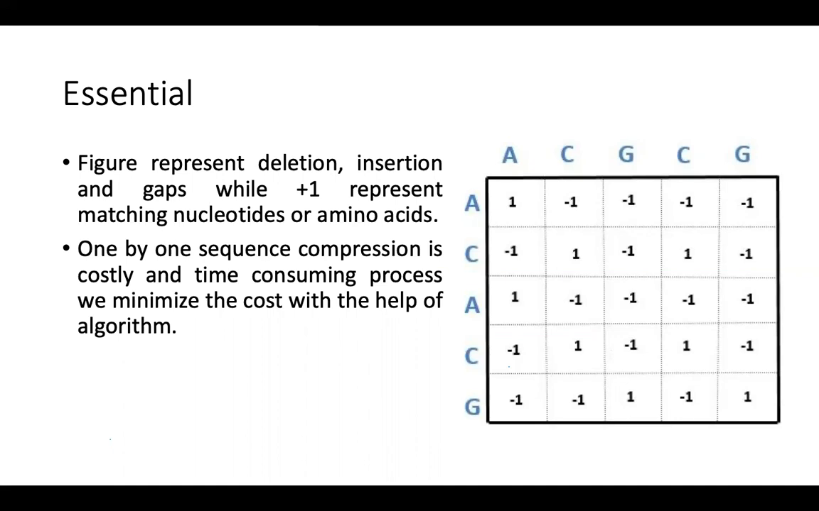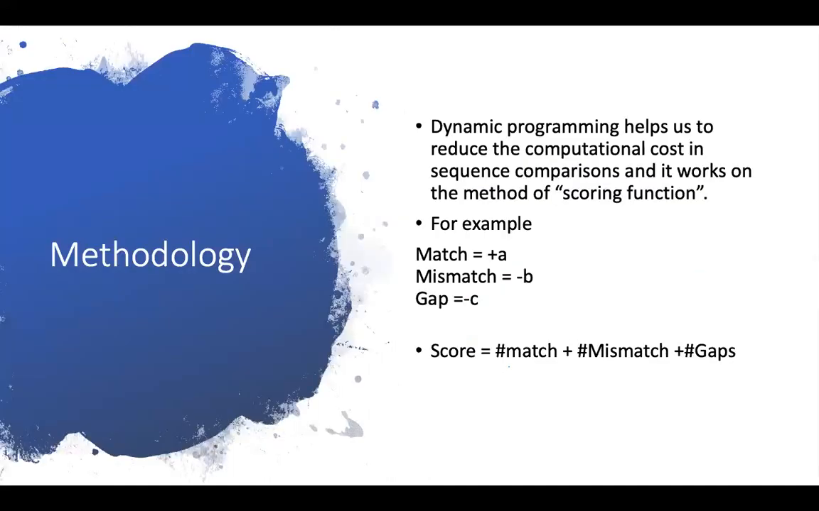So dynamic programming helps us to reduce the computation cost in sequence comparisons, and it works on the method of scoring functions. So we always have a scoring function in dynamic programming because, unlike dot plot, this is not a straightforward method.